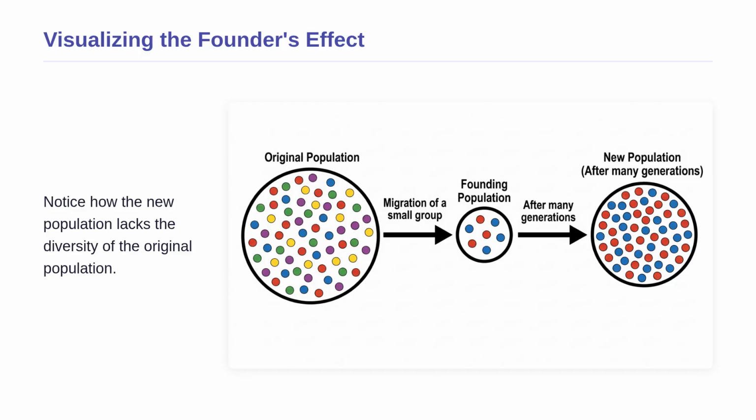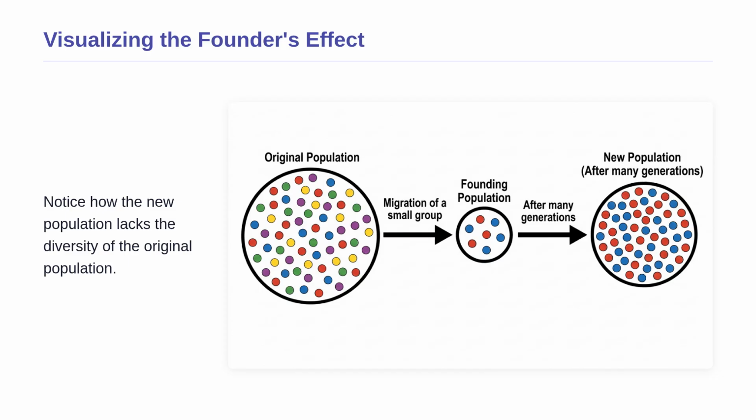Let us solidify this concept by looking at a visual representation. On the left side of this diagram, you see the original population, represented by a large circle filled with dots of many different colors. This shows high genetic diversity.